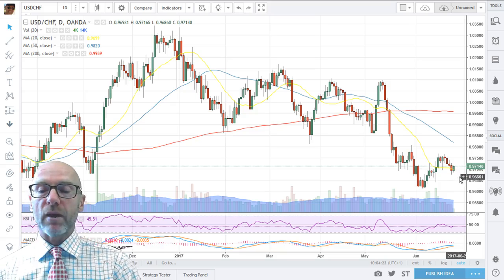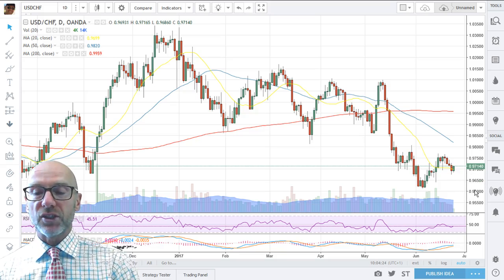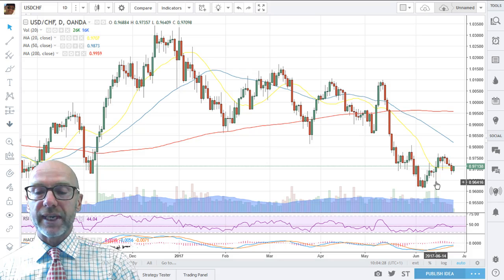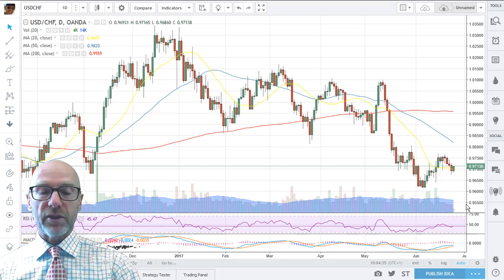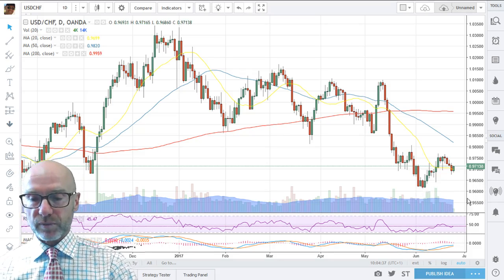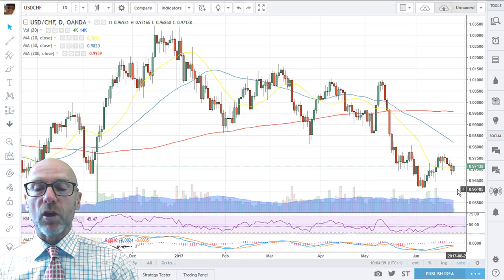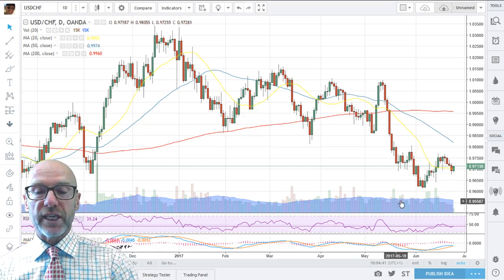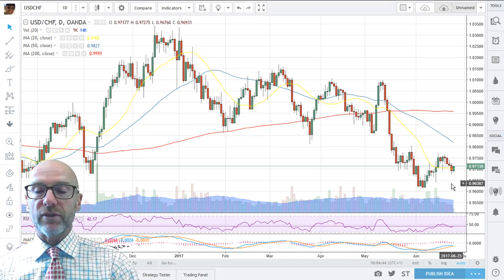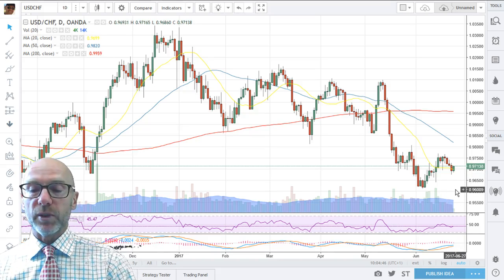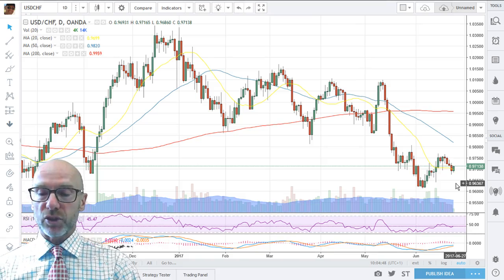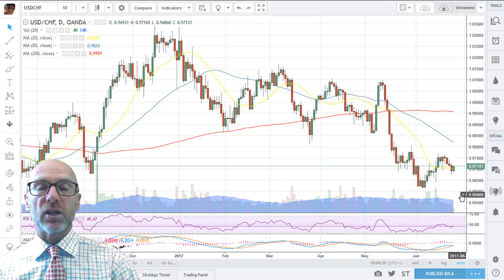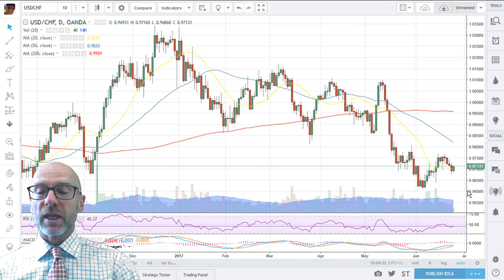If we do move down below it, that could give a push to test the supports from the 14th of June, round about 96.42, and then the 6th of June, which is round about 96.10. I'll give you those levels towards the end of the video. If those levels are broken, you can see that there's no support left on the daily picture, and we'll be looking at the weekly for a support, but it would be again a confirmation of the downtrend.